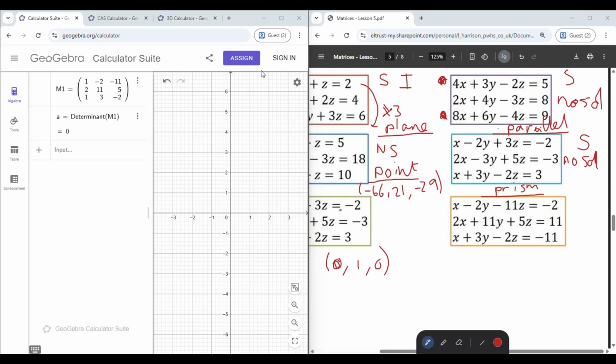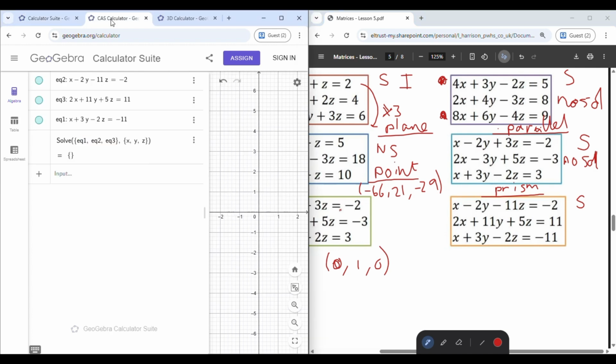So let's have a look at our final set of equations. The determinant of those is 0 again. So it's singular, meaning it's got infinitely many solutions or no solutions. And then if we do our solver, we get no solutions again. So no solutions, meaning they are parallel or they are a prism. So again, check if any of them are parallel: is the left-hand side of any equation a multiple of another?